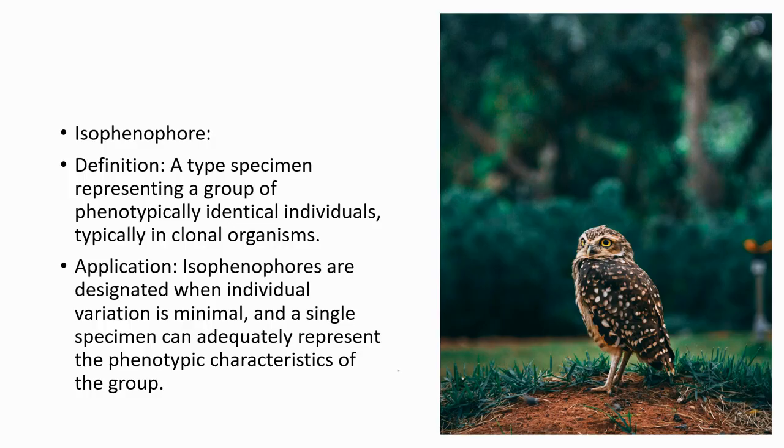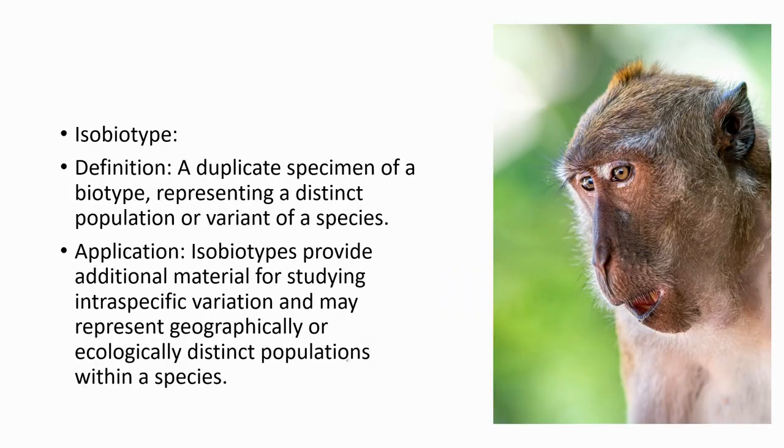Isophenophore. A type specimen representing a group of phenotypically identical individuals, typically in clonal organisms. Isophenophores are designated when individual variation is minimal, and a single specimen can adequately represent the phenotypic characteristics of the group. Isobiotype. A duplicate specimen of a biotype, representing a distinct population or variant of a species. Isobiotypes provide additional material for studying intraspecific variation and may represent geographically or ecologically distinct populations within a species.